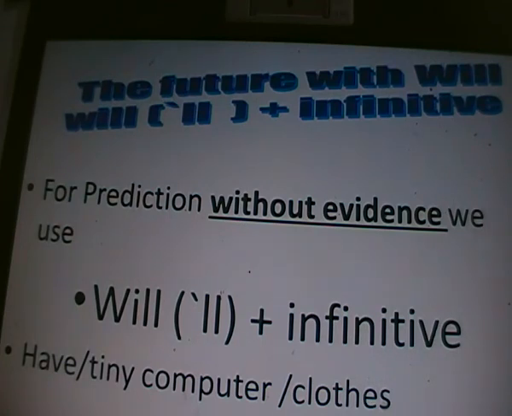Can I use these words to make a sentence in the future? Have, tiny computer and the clothes. We will have tiny computers in our clothes. ضمن التنبؤات اللي احنا ممكن يكون عندنا أجهزة كمبيوتر صغيرة خالص في الملابس بتاعتنا. We can say we'll have tiny computers in our clothes, instead of we will have tiny computers in our clothes.